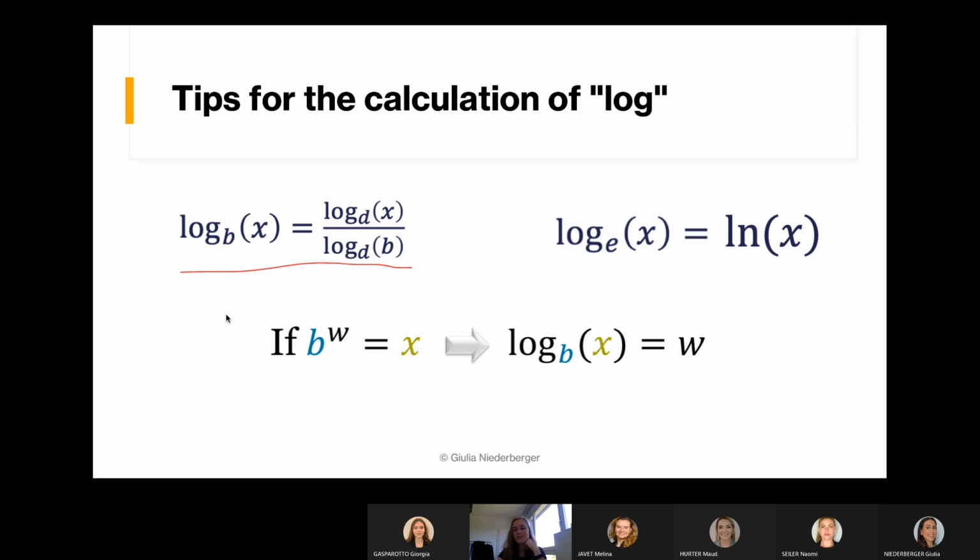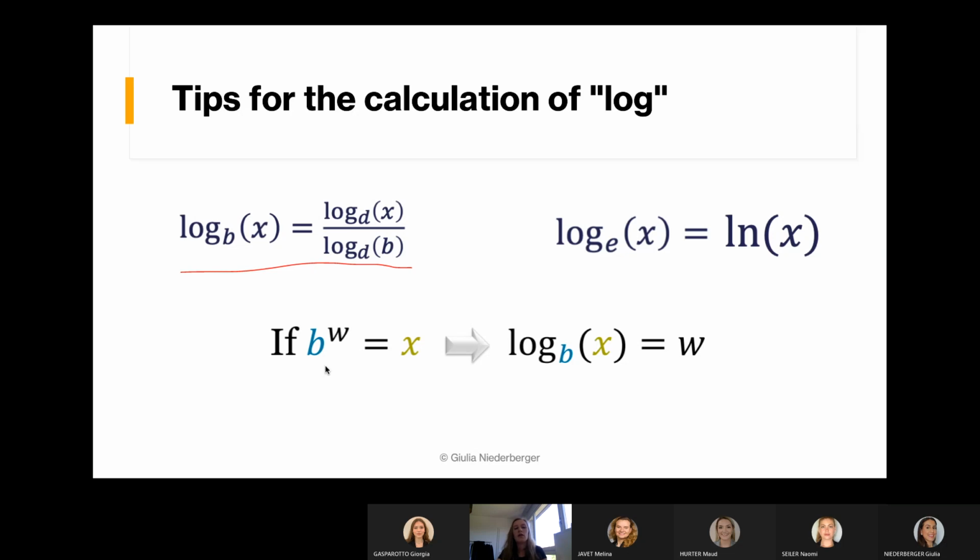Yeah, because we unfortunately are not allowed to use anything that can do that. You just have to remember this formula and put it into the calculator this way.